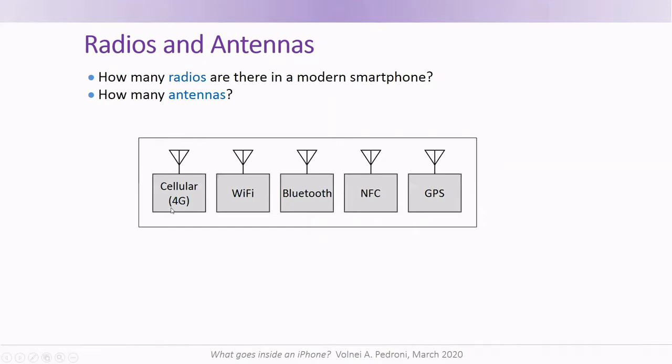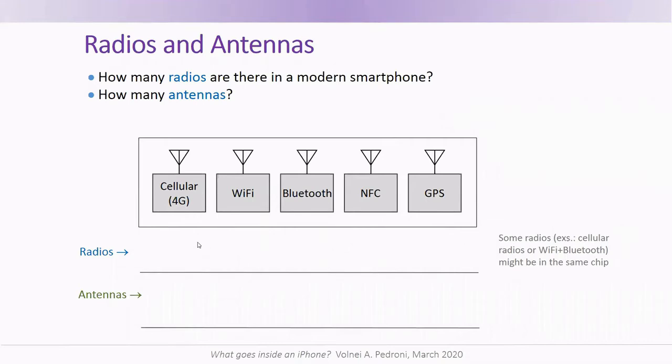The big picture is this one. You probably guessed from the previous slide. There is a cellular radio, which is currently in the 4th generation, and this is the radio that communicates with the cell towers. There is the Wi-Fi radio that communicates with the nearby router. Bluetooth radio that communicates with nearby devices, printers, for example. The near-field communication radio, which is for making payments. And finally, the GPS radio, which communicates with satellites.